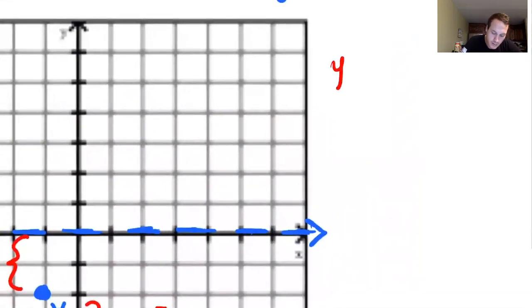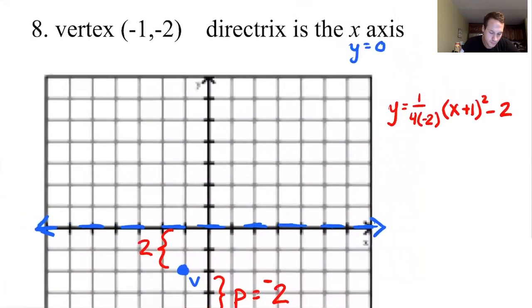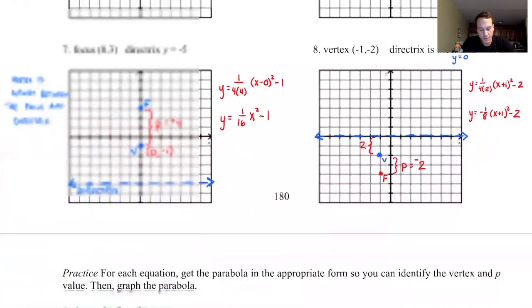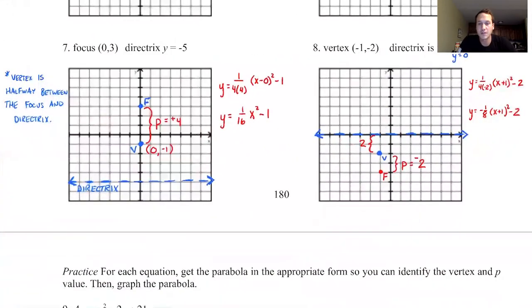So we got y equals 1 over 4 times negative 2, opposite of the negative 1, same as the negative 2, and we simplify. Negative 1/8 times x plus 1 squared minus 2. Okay, so hopefully this focus and directrix stuff's not as bad as we thought.